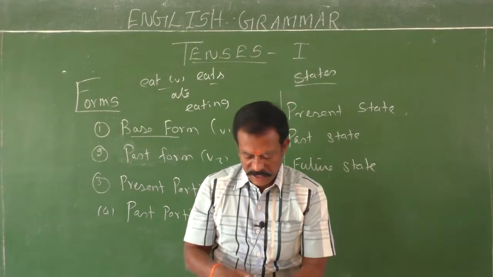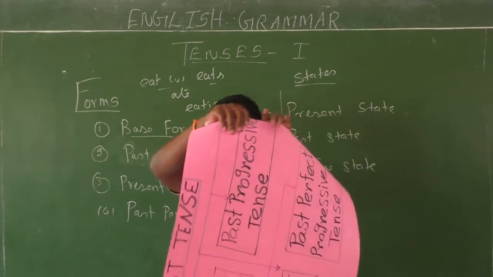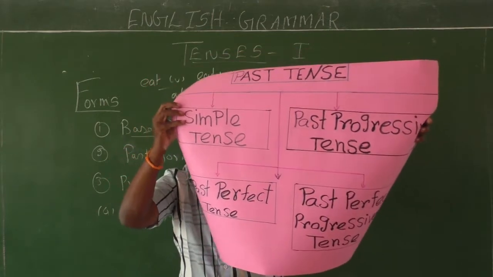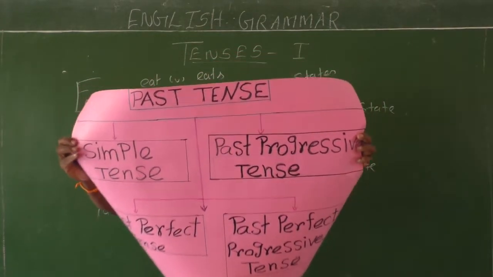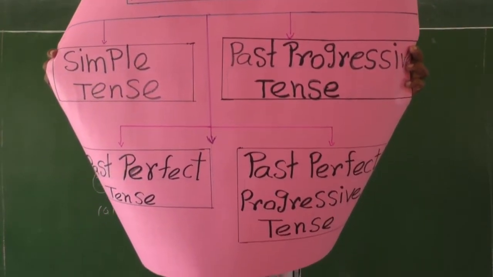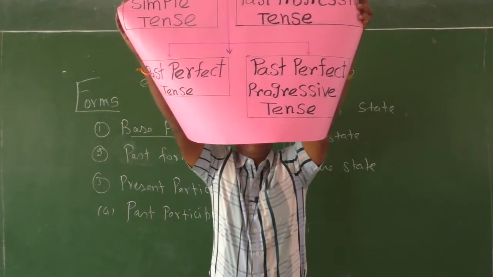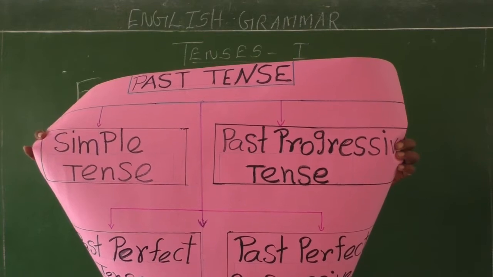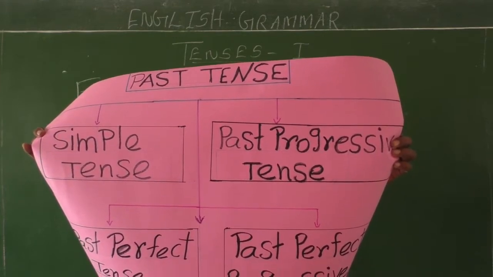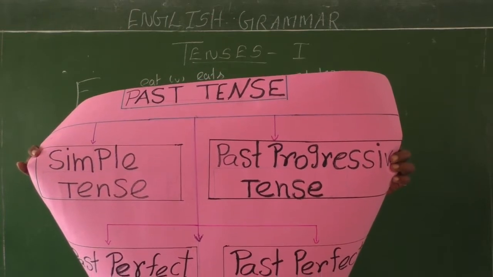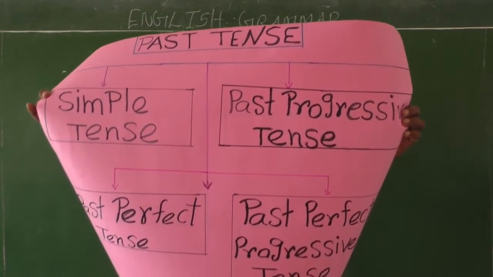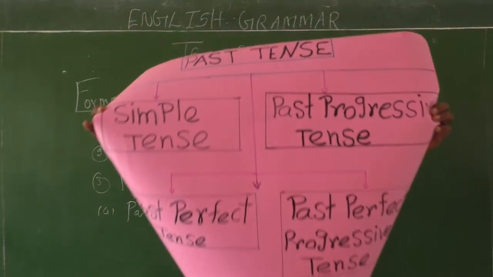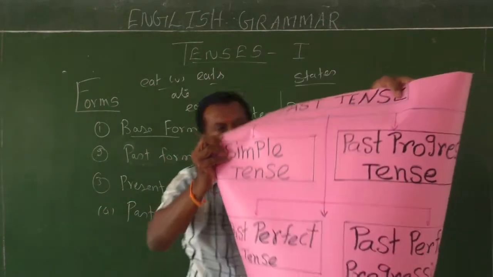Okay, children. Then past tense. The same for past tense. See here, past tense family: simple past, past progressive or past continuous, then past perfect, and then past perfect continuous. These are the classifications or subdivisions of past tense. So they are the family of the past tense.